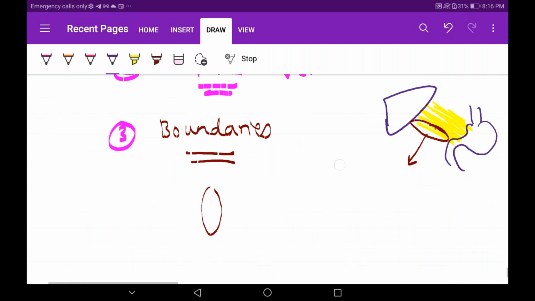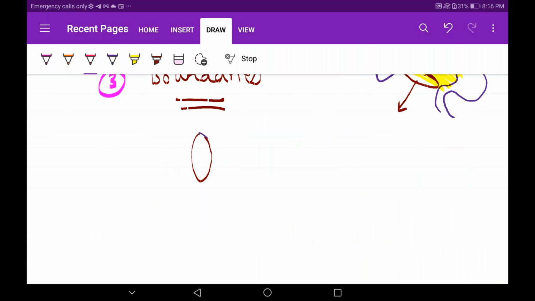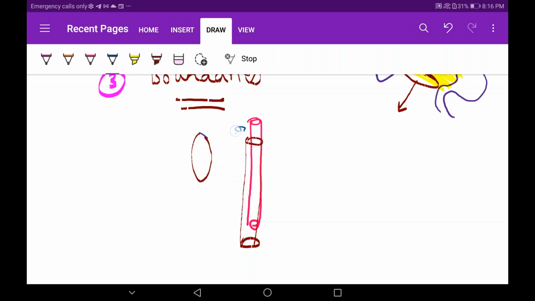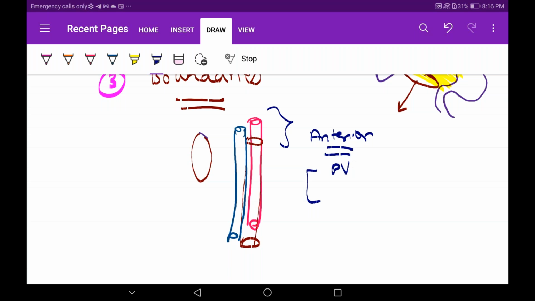Boundaries. What I told you, anteriorly what was there? Anteriorly we have the hepatic artery, and let's draw it brown, this is our bile duct, and a little bit behind, still anterior to the foramen, the portal vein. These three are together present in the anterior aspect. So write down, anterior, what is present? Three: portal vein, hepatic artery, bile duct. Did you write this down?